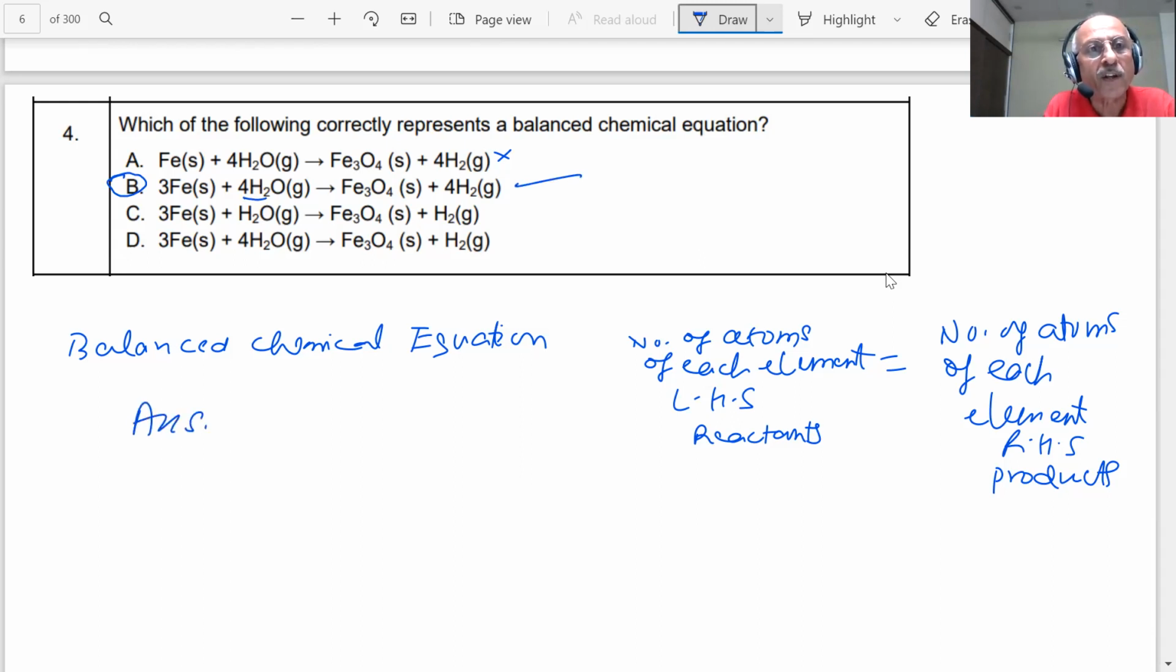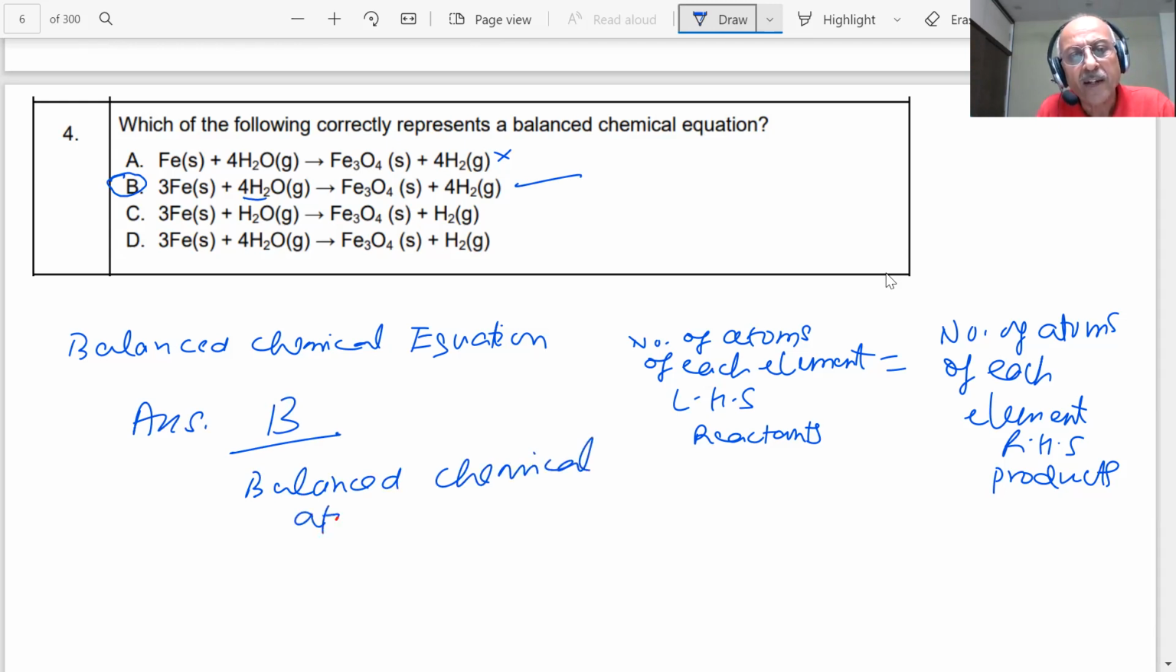Therefore, our answer here is B, student. B is a balanced chemical equation. The number of atoms on the right is equal to the number of atoms on the left hand side of each element. This is a balanced chemical equation, as the number of atoms on the right hand side must be equal to the number of atoms on the left hand side for each element.